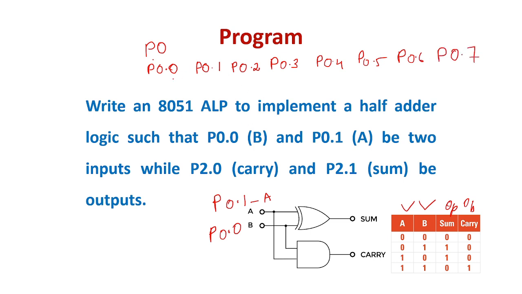One input is connected to this port at a specific pin. Similarly, another input is connected to port 0.1. Sum is connected to port 2.1 and carry is connected to port 2.2. These ports are specified in the program. That's why we are assigning them.